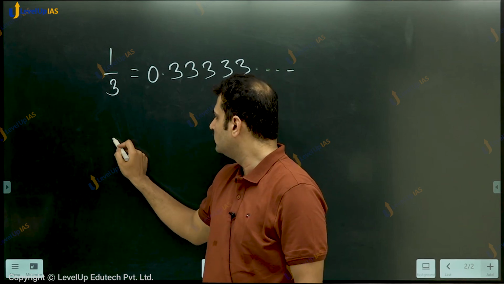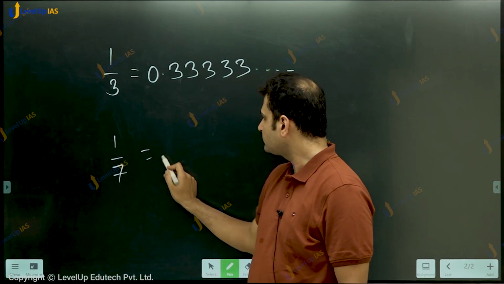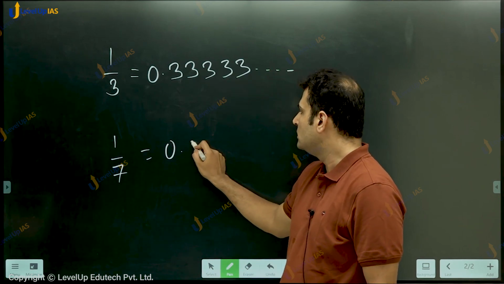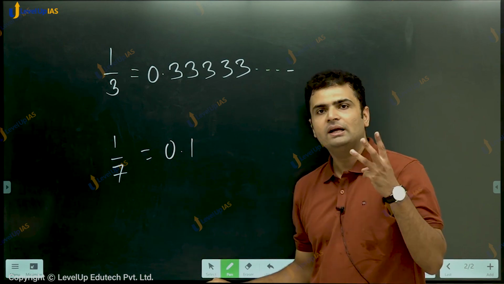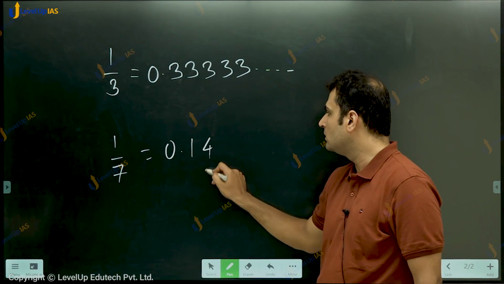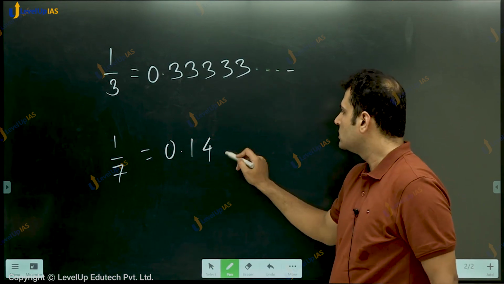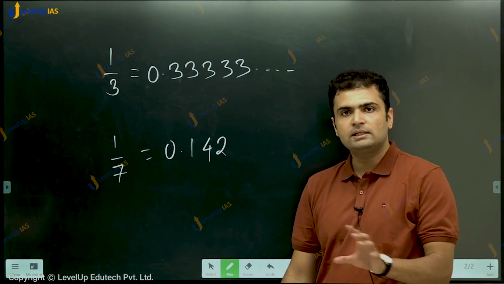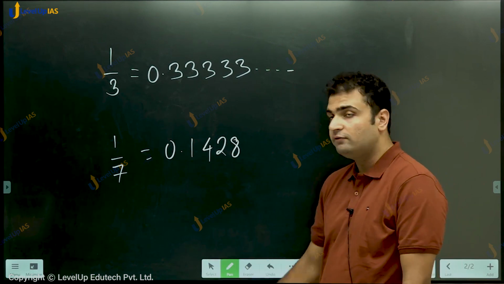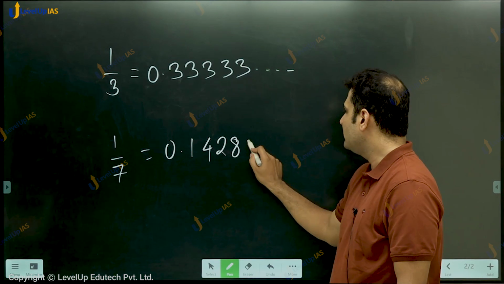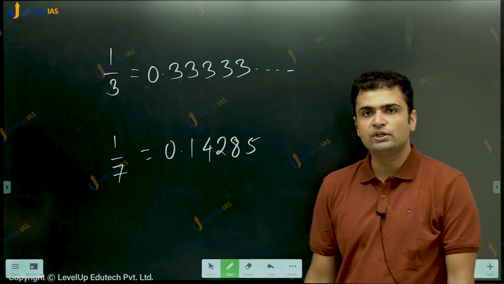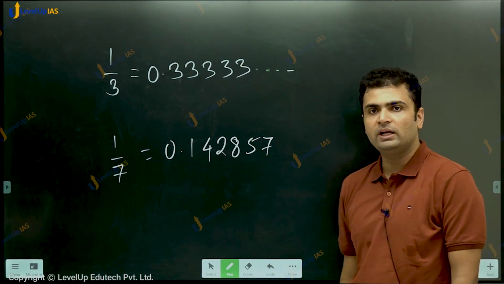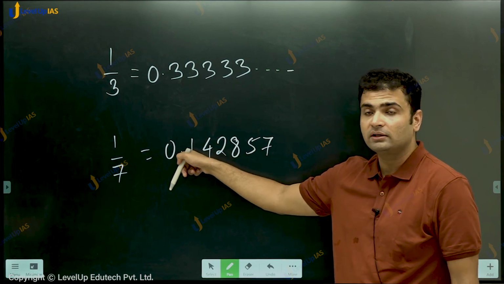Let us do one more. For example, 1 by 7, it is 0.1. 7 1s are 7. Remainder 3. 30. 7 4s are 28. 20. 7 2s are 14. 60. 7 8s are 56. 40. 7 5s are 35. 50. 7 7s are 49. Again 10. This 10 had come here also.